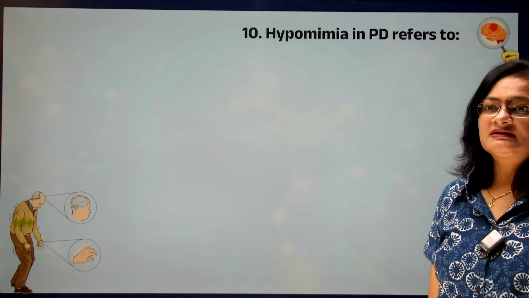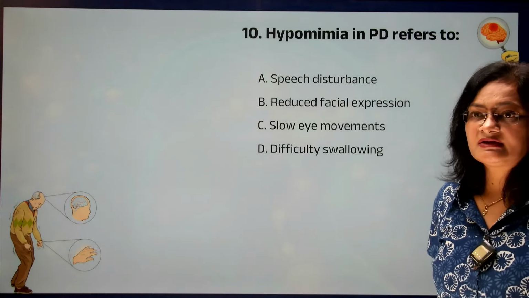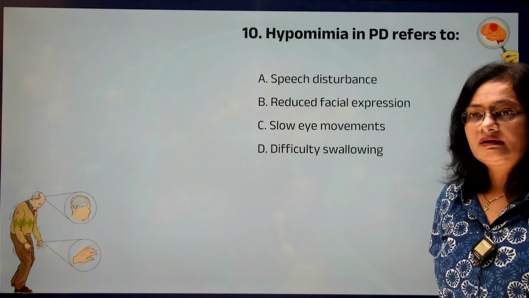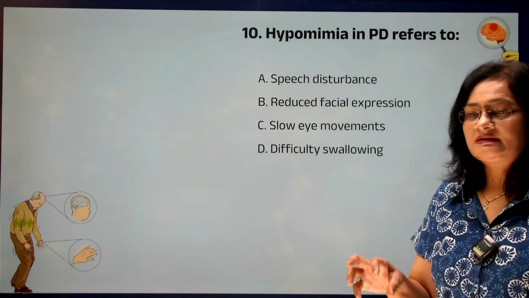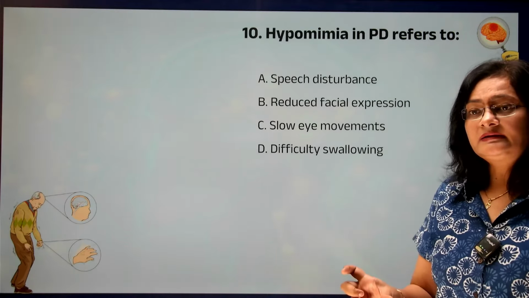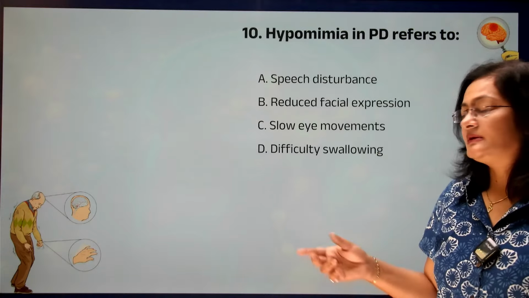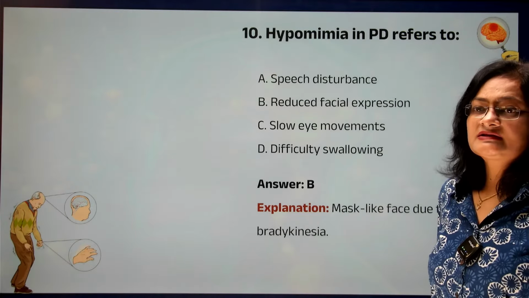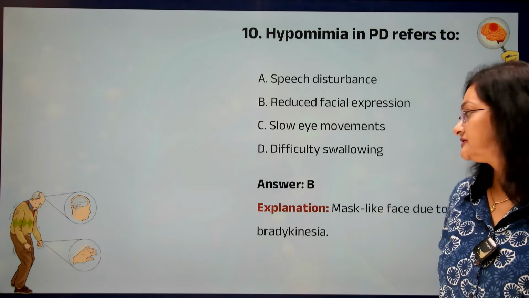Hypomimia in Parkinson's disease refers to speech disturbance, reduced facial expression, slow eye movement, and difficulty in swallowing. Mask-like face, as I have mentioned, is the characteristic feature of late Parkinson's disease. That mask-like face or reduced facial expression is known as hypomimia. So our answer will be B, where reduced facial expression, known as hypomimia, will be seen in the patient with Parkinson's disease.